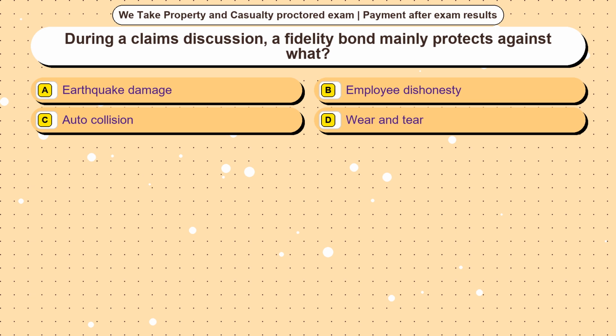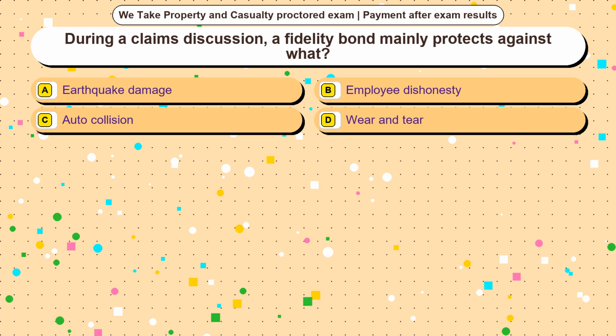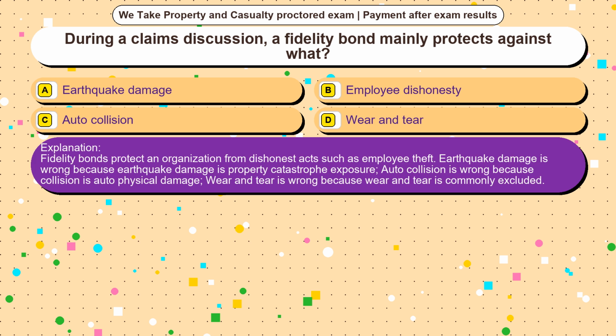Question 10. During a claims discussion, a fidelity bond mainly protects against what? Option A, earthquake damage. Option B, employee dishonesty. Option C, auto collision. Option D, wear and tear. The correct answer is option. Fidelity bonds protect an organization from dishonest acts such as employee theft.